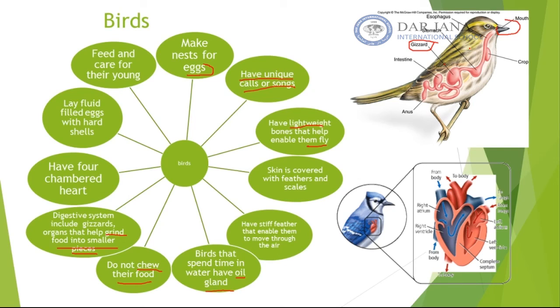Now, another difference we can find between birds and other groups is that they have a 4-chambered heart. So they have a right atrium, right ventricle, left atrium, and left ventricle. Now their eggs are also fluid-filled eggs with a hard shell. So they have a protective covering around their eggs. They also feed their young and care for them. Okay, so those are the general characteristics for birds.